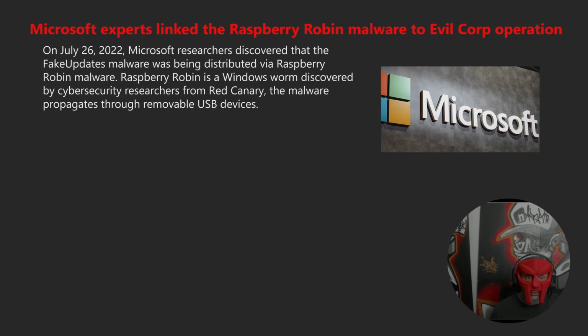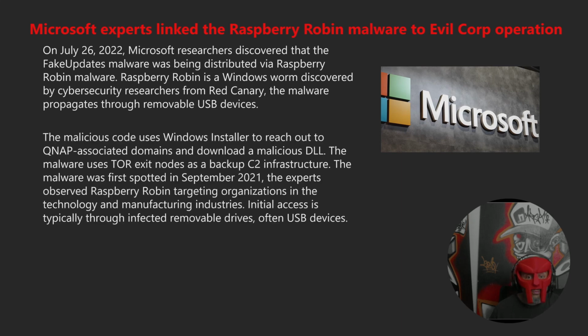On July 26, 2022, Microsoft researchers discovered that the fake updates malware was being distributed via Raspberry Robin malware. Raspberry Robin is a Windows worm discovered by cybersecurity researchers from Red Canary. The malware propagates through removable USB devices. Now, the malicious code uses Windows Installer to reach out to QNAP-associated domains and download a malicious DLL. The malware uses Tor exit nodes as a backup command and control infrastructure. The malware was first spotted in September 2021.